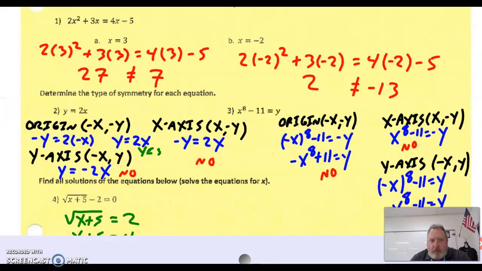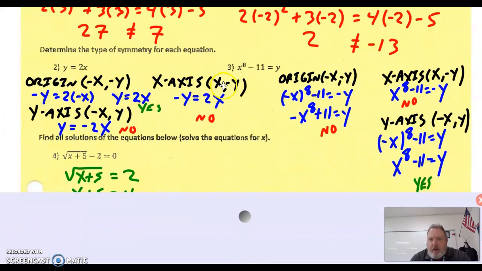For the second one, I'll bump this up just a tad. For the second one here, it's your y-axis test that works. You plug -x in here. A negative to the 8th power is still a positive x to the 8th. So it is the y-axis test that works for this equation.